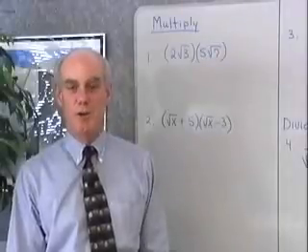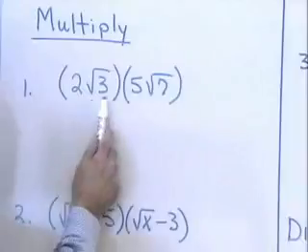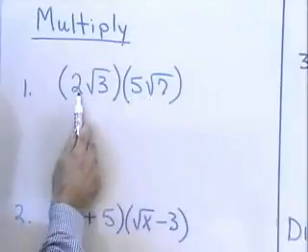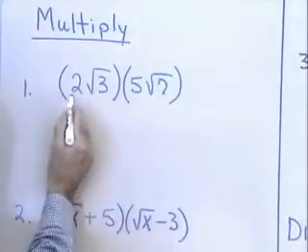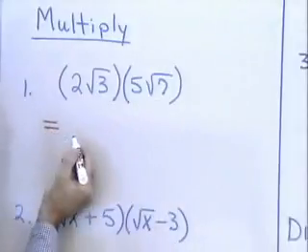Now we want to look at multiplication with radical expressions. Our first problem is 2 square root 3 times 5 square root 7. Now what happens is we can multiply the numbers outside the radical and we can multiply the numbers that are inside the radical. So we will end up with 10 square root 21.